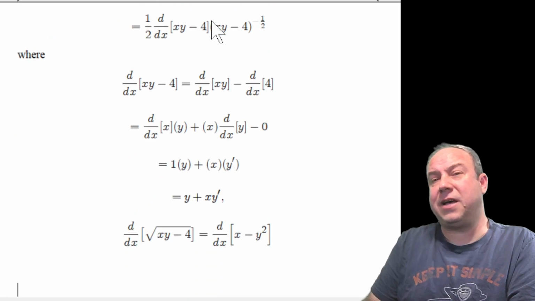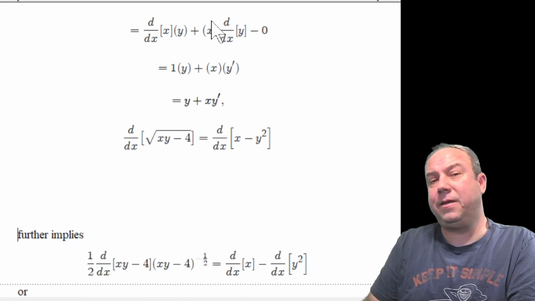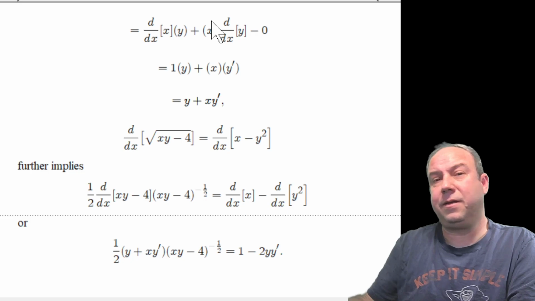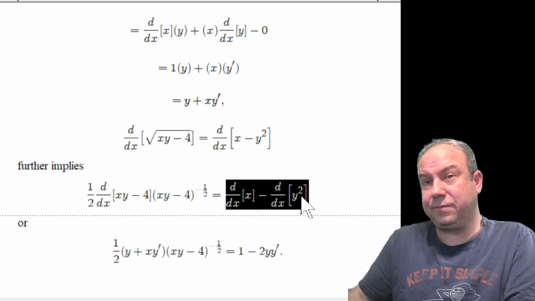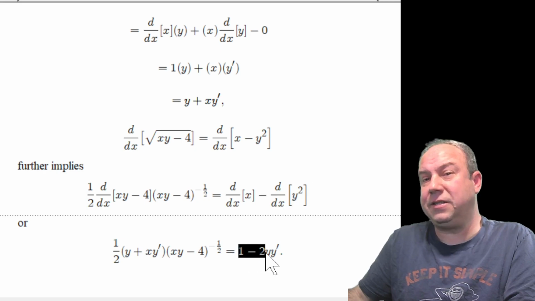On the right-hand side, we had noted that the result is 1 minus 2y prime.